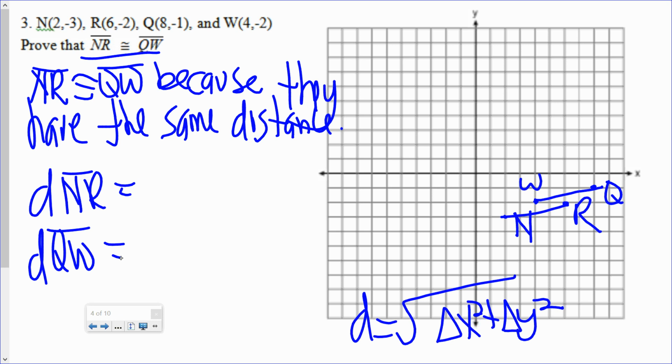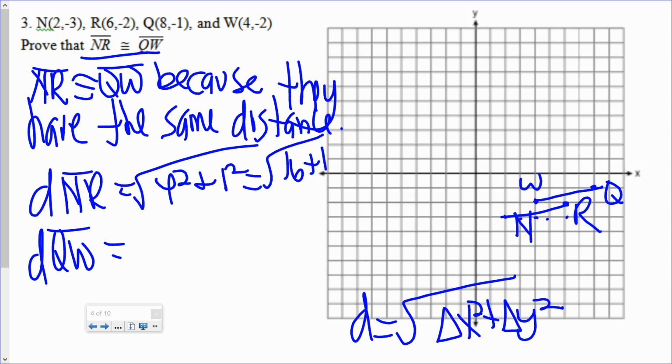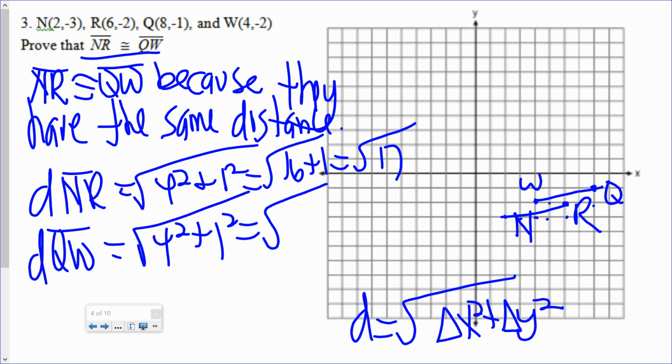Now that you calculated the distances on your own, let's see if you got them right. NR is 1, 2, 3, 4, and then 1. Radical 4 squared plus 1 squared is radical 16 plus 1 is radical 17. QW is 1, 2, 3, 4, and 1. 4 squared plus 1 squared is 16 plus 1 is radical 17. That's your proof.